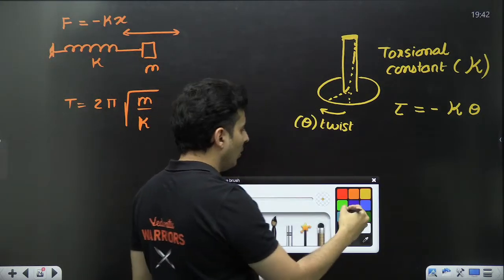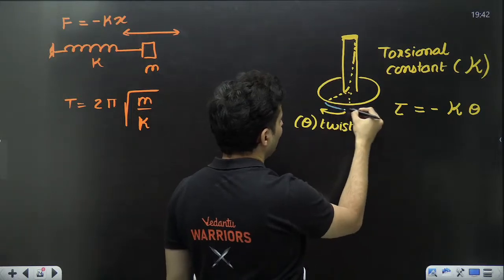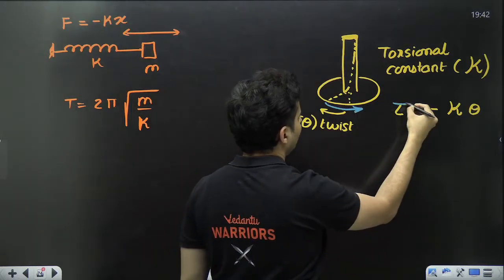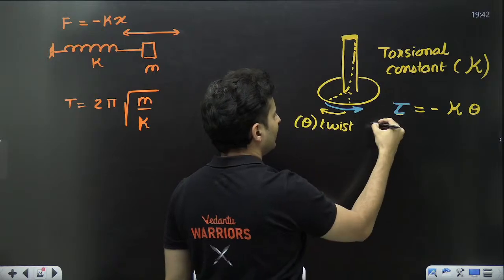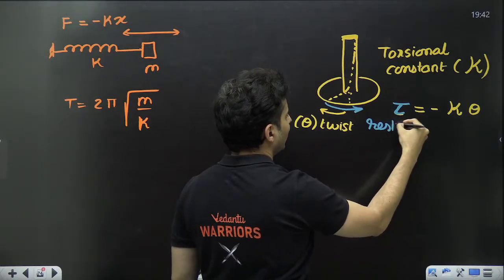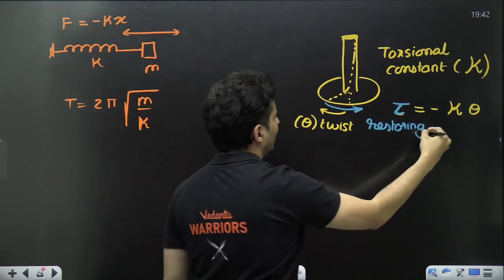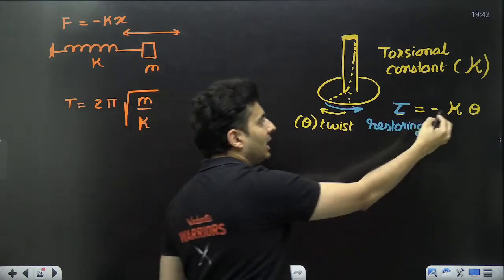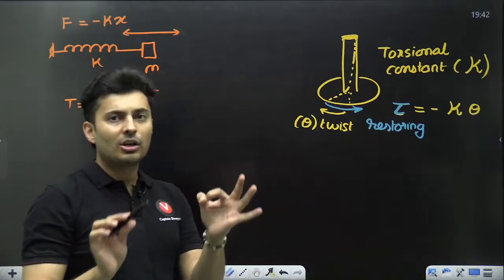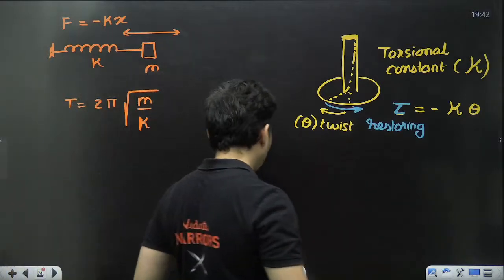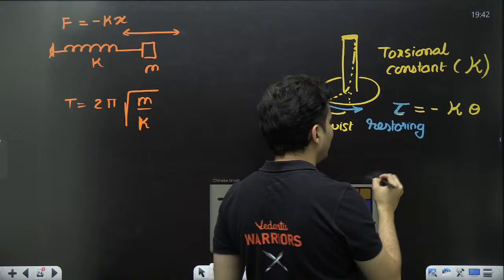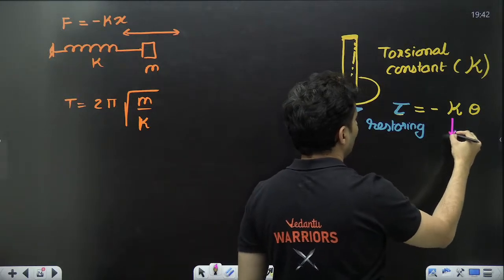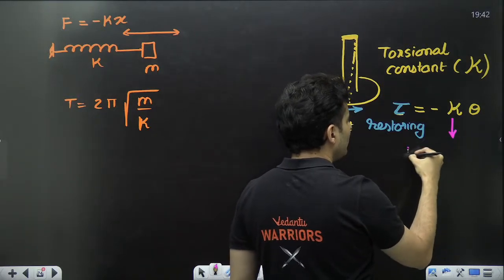Torque is going to automatically come into play because it will be restoring in nature. That torque will be restoring torque in nature. So that torque brings you back. It is proportional to how much you twisted. That constant is called as torsional constant. The torsional, what is it called, my dear students? It is called torsional constant. Okay, what is the unit of this?